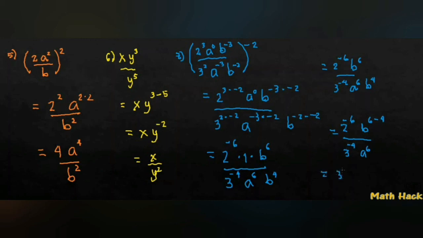Yung 3, magiging 3 raised to positive 4. And then, simplify ko na yung exponent ng b, which is b squared. 6 minus 4 is 2, so b squared. Over yung 2 raised to negative 6, magiging 2 raised to positive 6 na siya. And a times a raised to 6.